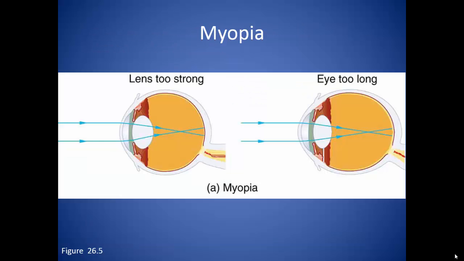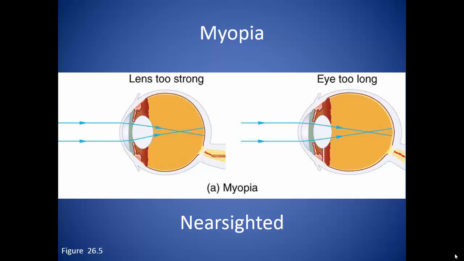Of course, not all eyes are normal. Myopia occurs when the image is focused in front of the retina. In this case, the far point is not at infinity, but at some finite distance. In other words, the eye cannot focus on images that are very far away and is commonly called nearsightedness.